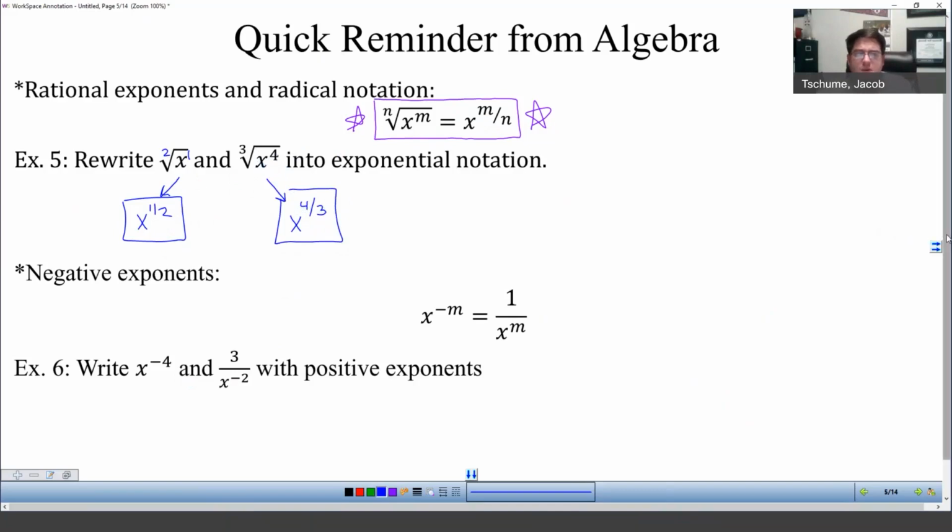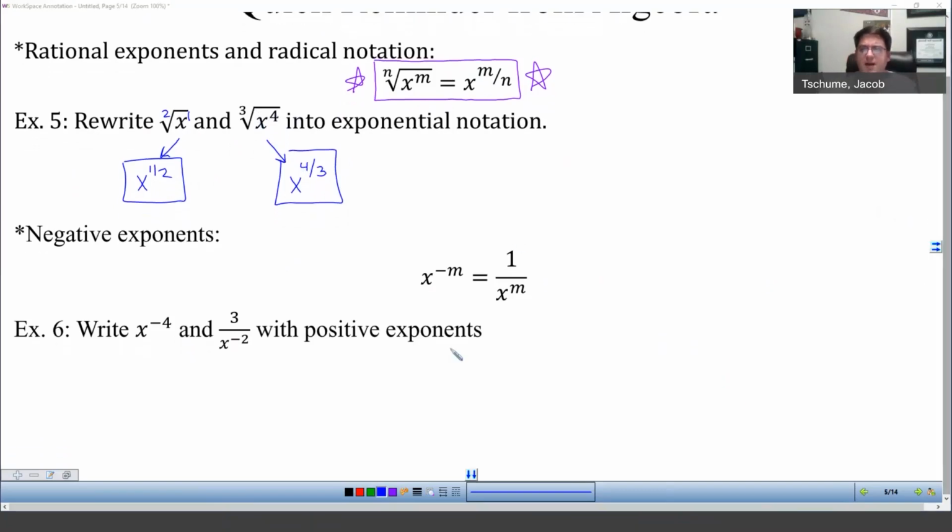The other conversion that we might need periodically is how do you deal with negative exponents? So if you recall, anytime you have a negative exponent in your problem, you can make that positive by putting it on the opposite side of the fraction or flipping it over. So remember that when you have something like x to the negative m, you can rewrite this as 1 divided by x raised to the positive m power.